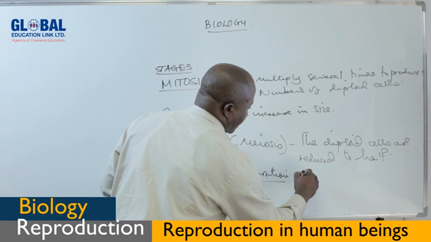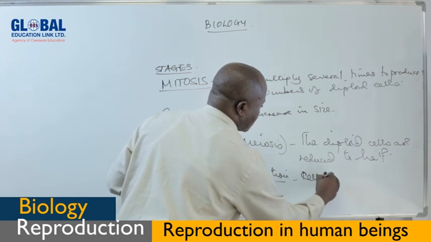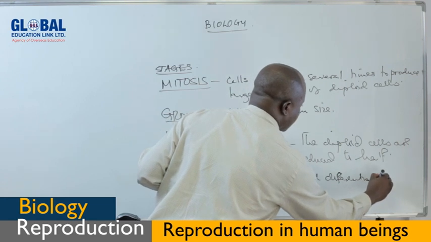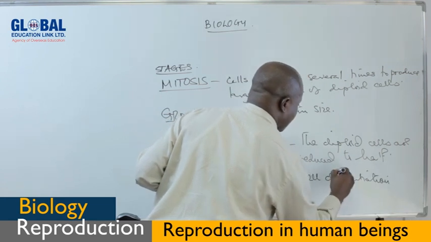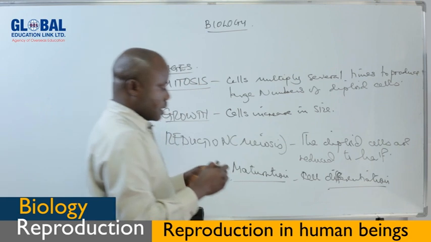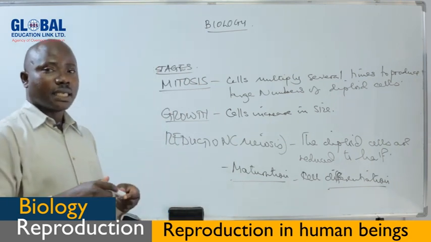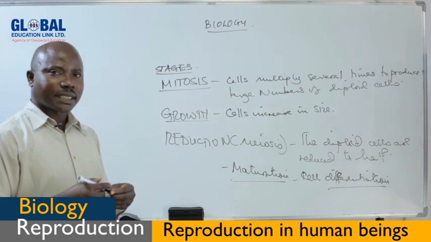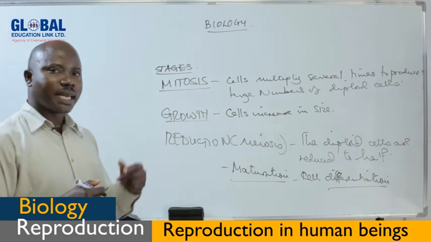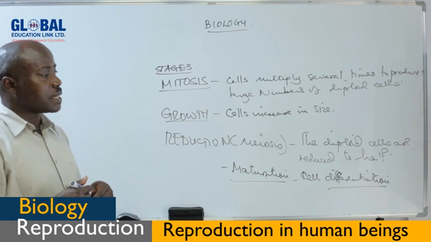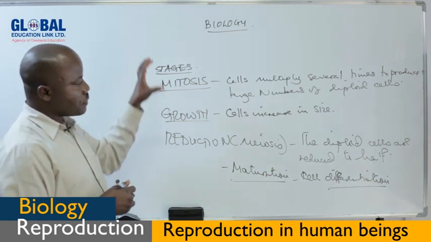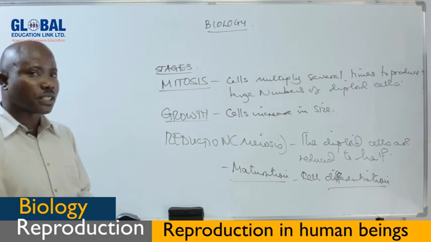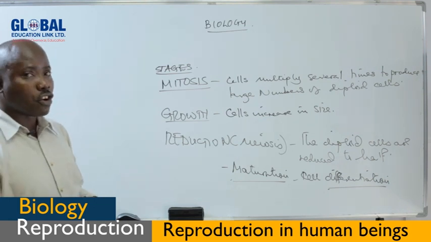Therefore, here they undergo cell differentiation, in such a way that the spermatids acquire necessary features such as the acrosome, the tail, and the neck, so that they become functional. Therefore, these are the three important stages which any gametogenesis must undergo.